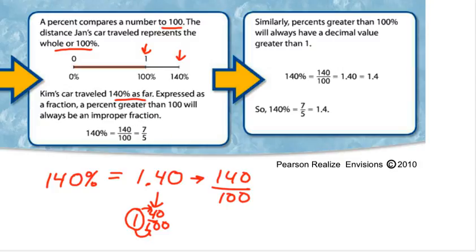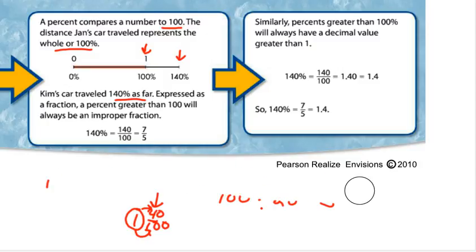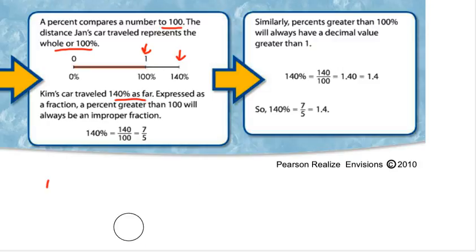Then we simplify it down. In order to do that, we divide both amounts by 20. Divide 100 by 20, and we get 5. Divide 140 by 20, and we get 7. And so we have the improper fraction of 7/5. With that in mind, we can take a look at how they changed it into a decimal, and it's pretty much the same process.